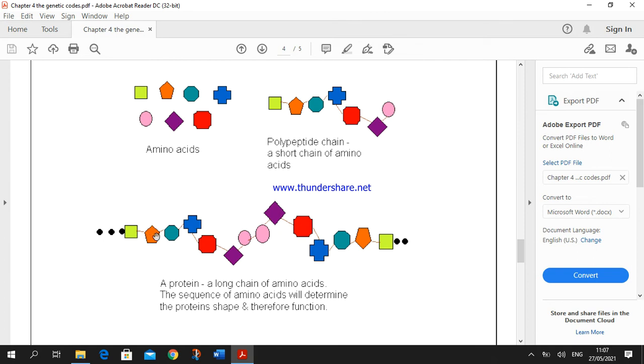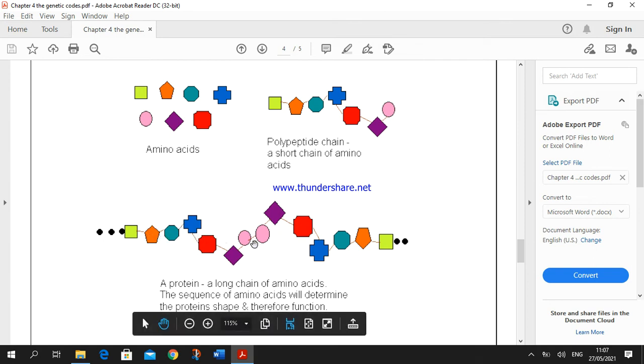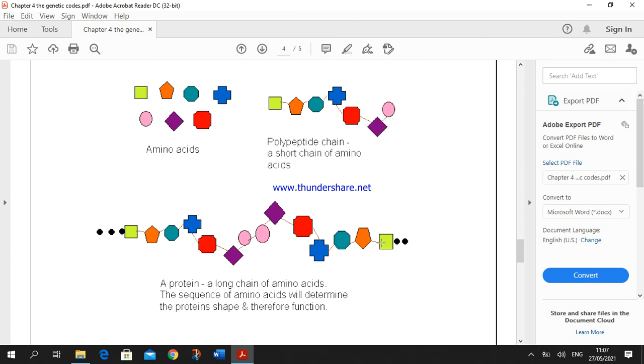After the formation of a long chain with a different sequence and order of amino acids, the protein will be formed. So a protein is defined as a long chain of smaller molecules known as amino acids, and the sequence of amino acids will determine the protein's shape and the protein's function.